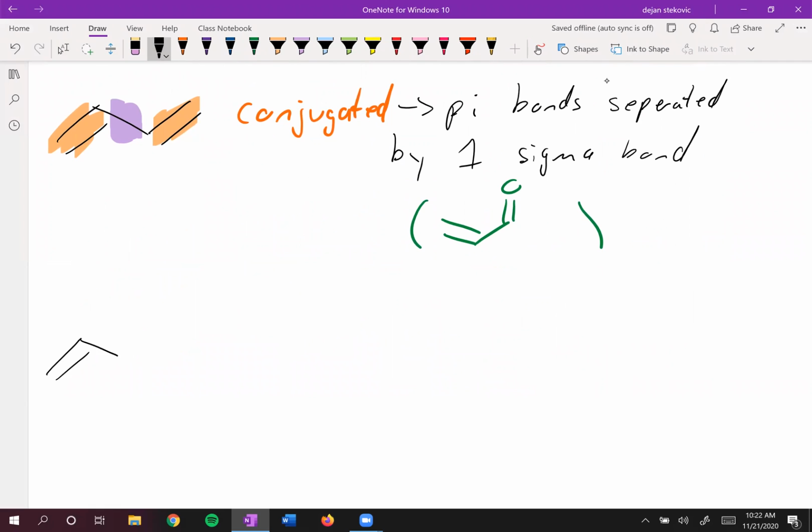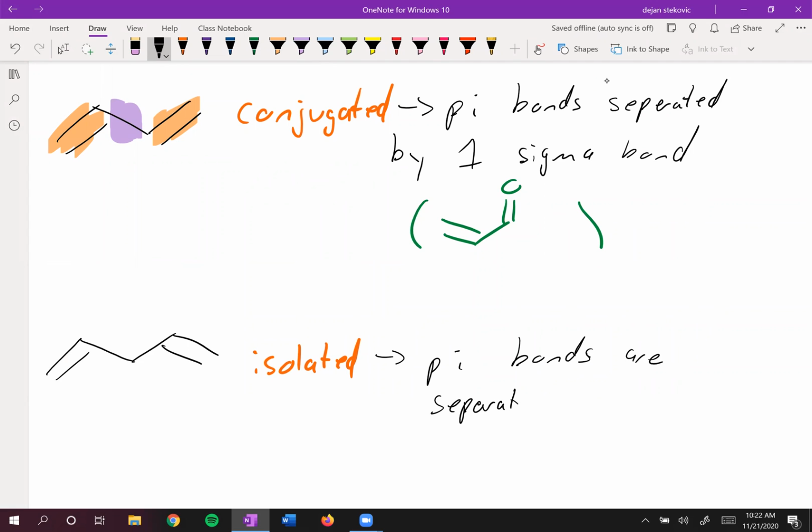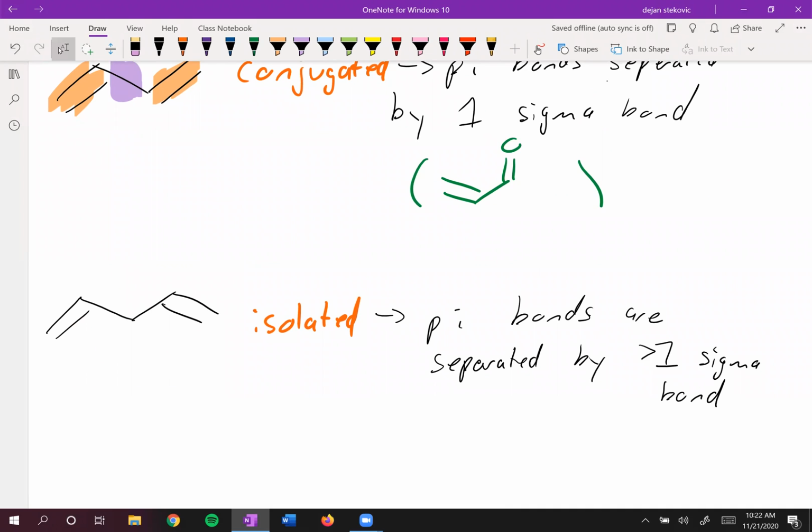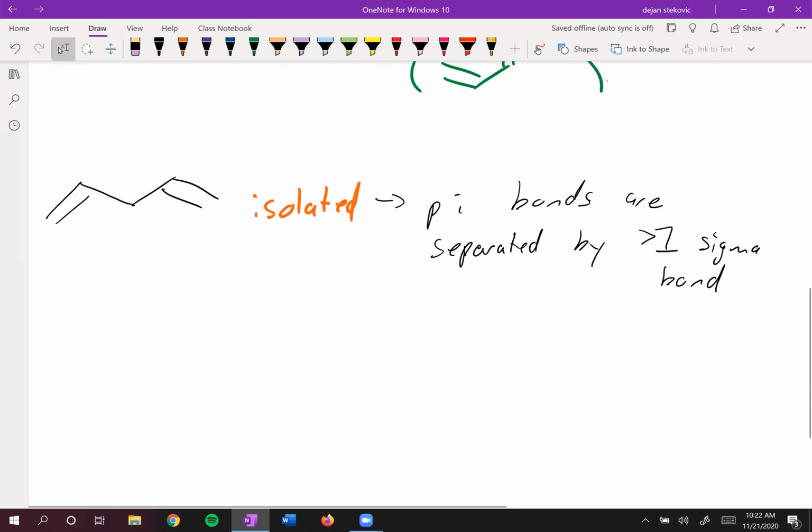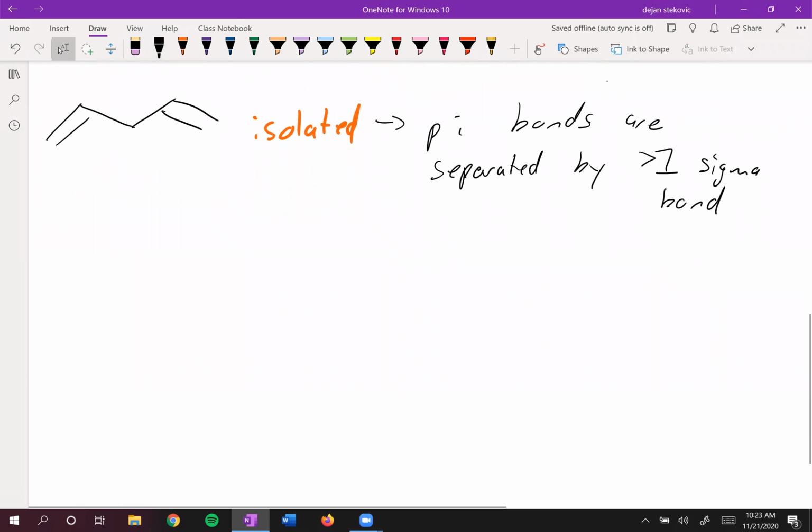And then finally, we have isolated dienes or isolated pi bonds. And so in this case, the pi bonds are separated by more than one sigma bond. And so again, here you can't draw any resonance structures. So all of this has to do with whether the pi bonds can interact with one another.